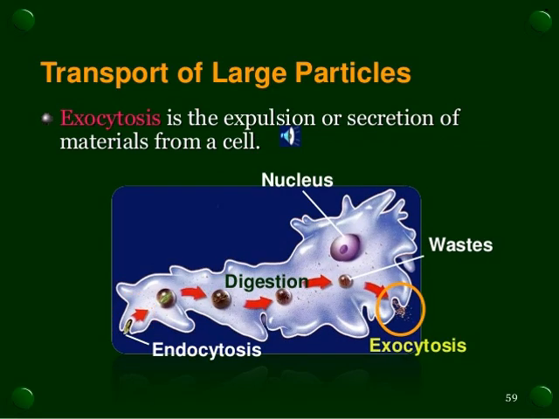Transport of large particles out of the cell is exocytosis. Exocytosis is an expulsion or secretion of materials from the cells. The unwanted waste materials can be excreted out through the process known as exocytosis.